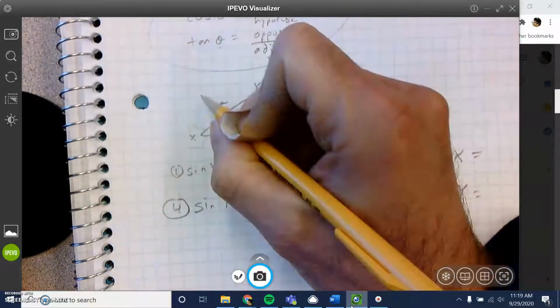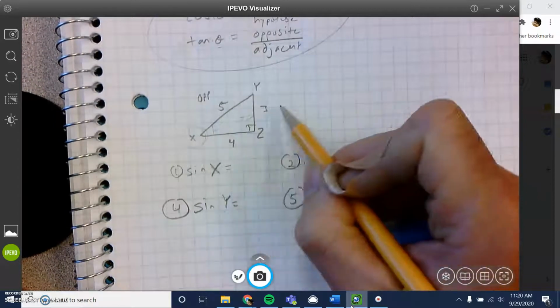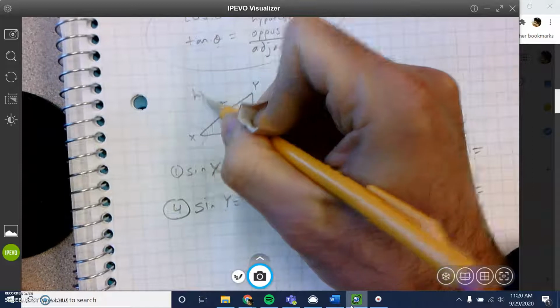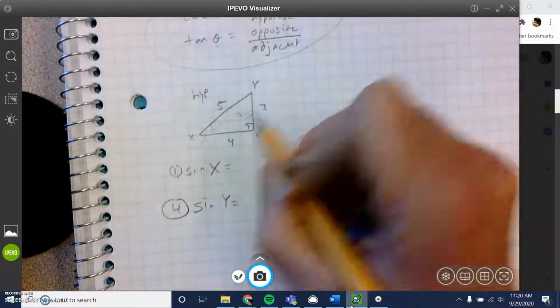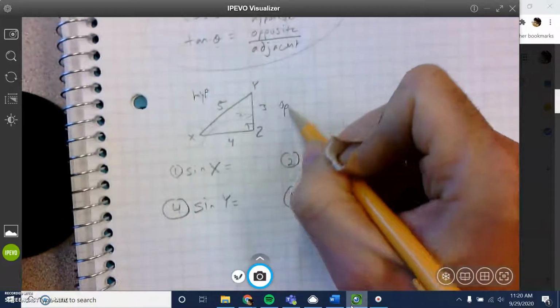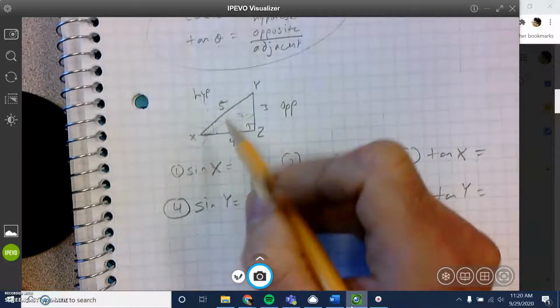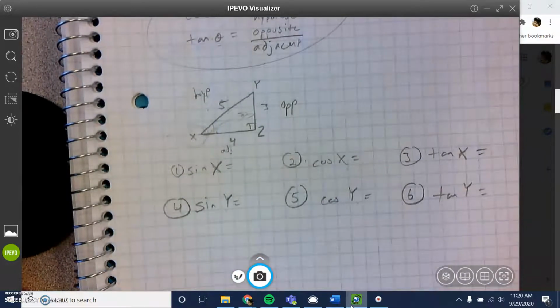So opposite the 90 is the hypotenuse, my bad. And then opposite angle X, the 3 is the opposite side. And then touching angle X, that's not the hypotenuse, is the adjacent. So that's going to help me now.